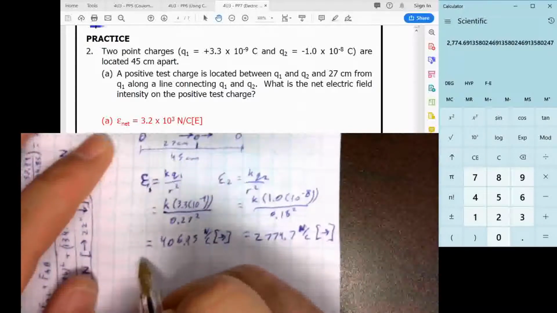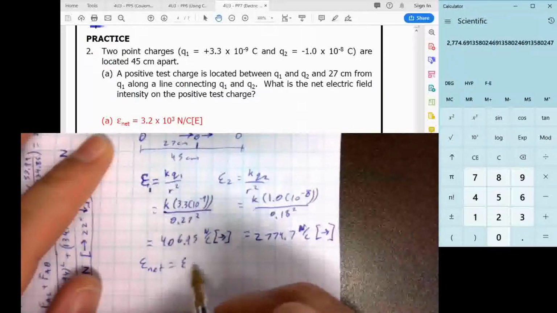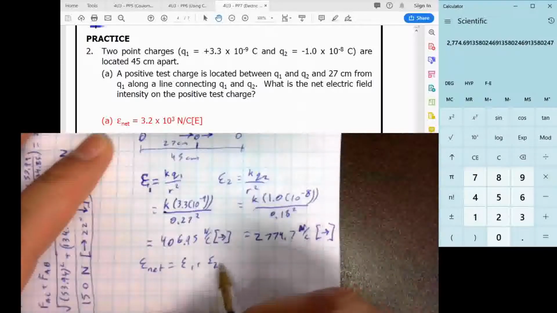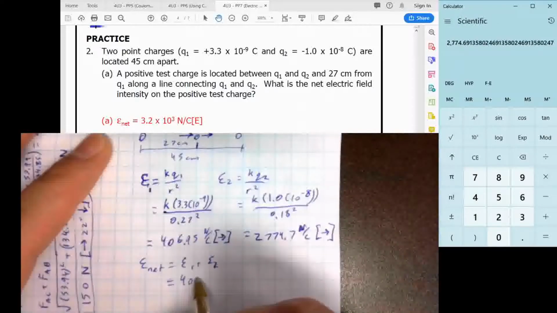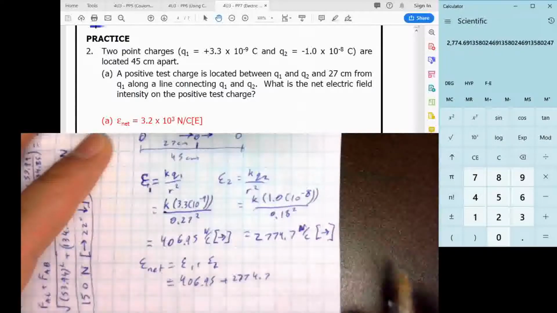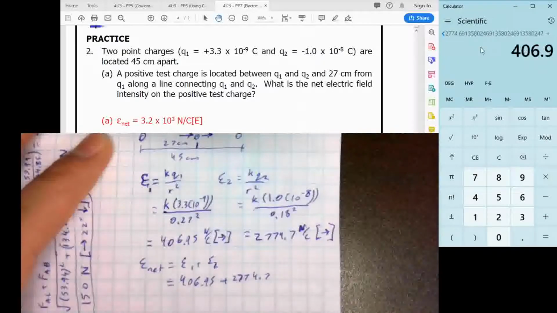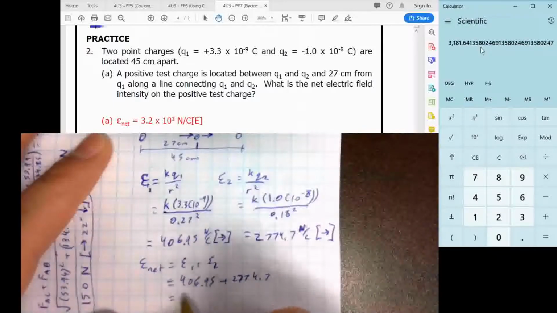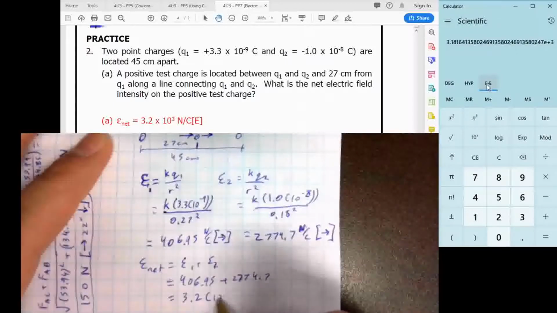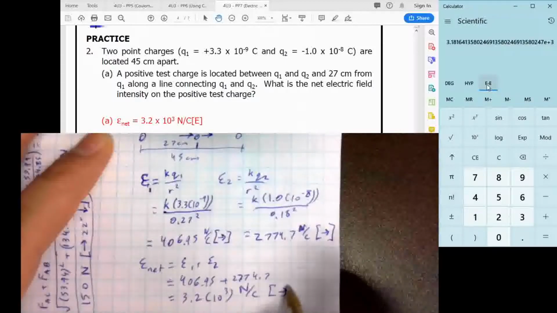So my total epsilon net is the vector addition between epsilon 1 and epsilon 2. So it's going to be 406.95 plus 2774.7. So this value plus 406.95, and then I round for two significant digits, so this becomes 3.2 times 10 to the power of 3 newtons per coulomb to the right.